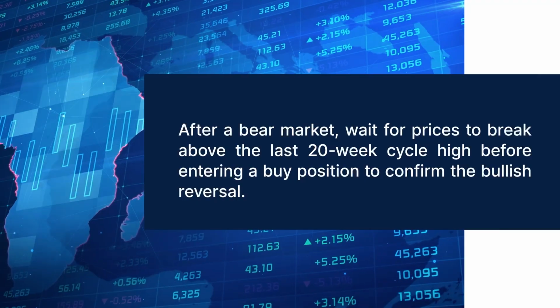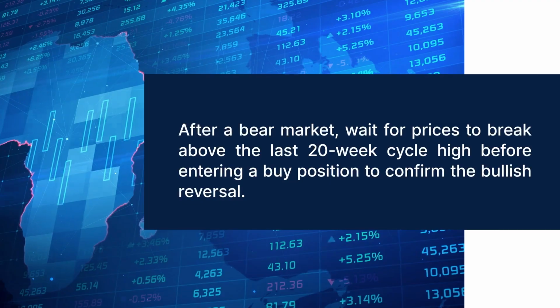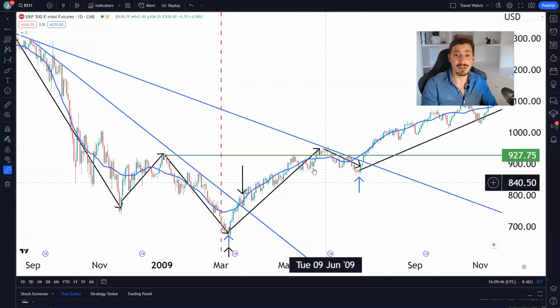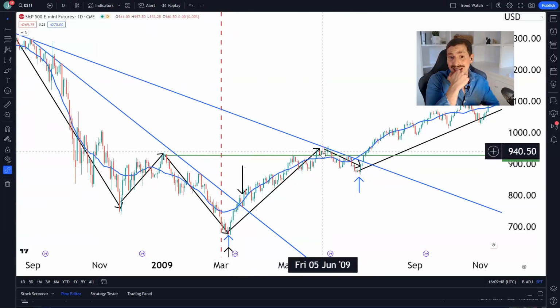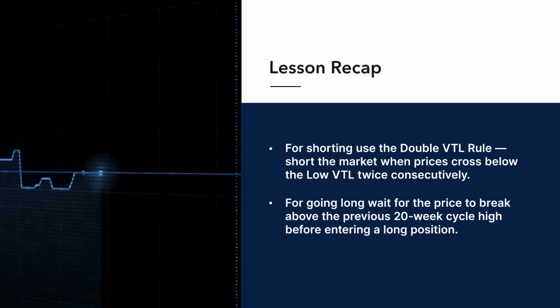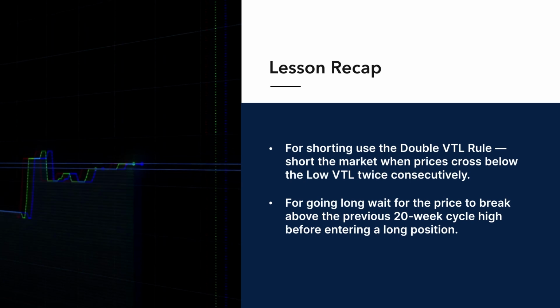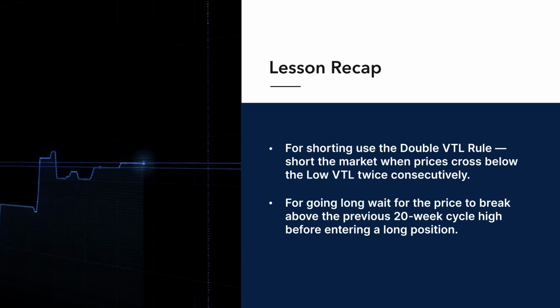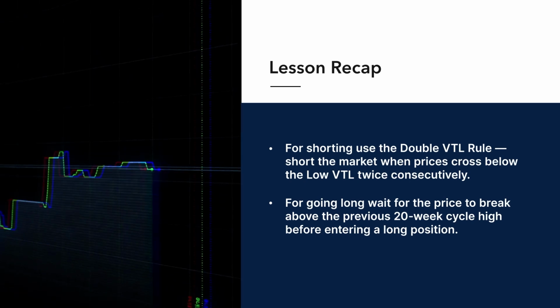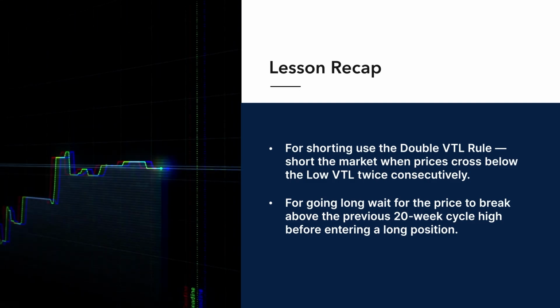So for me, I would use a double VTL rule for shorting the stock market. But if I want to buy the stock market, you're better off waiting for prices to cross above the last 20-week cycle high. So prices cross above it around June of 2009. Just to recap, for shorting, I would use the double VTL rule, but for going long, just wait for prices to cross above the last 20-week cycle high. And that's a pretty good trading strategy on the stock market using this key 20-week cycle high.